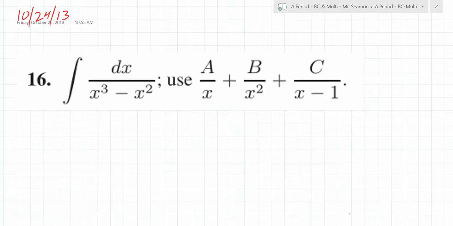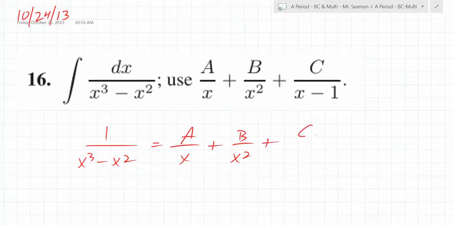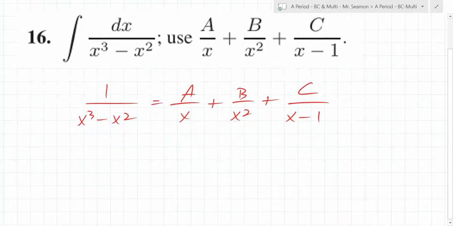Okay, so you need to solve for A, B, and C. How are we going to solve for A, B, and C? We're going to factor out, make them the same. We're going to make a common denominator. So what do we have here? We want 1 over x cubed minus x squared to equal A over x plus B over x squared plus C over x minus 1.